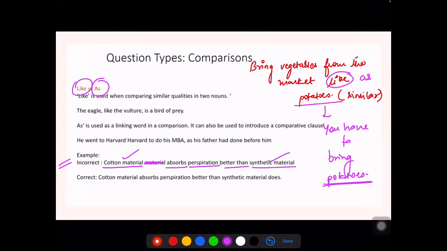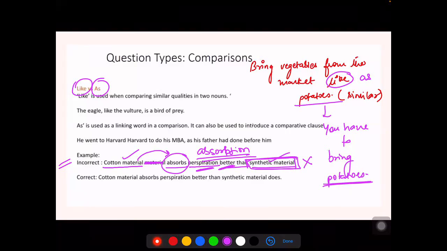But actually, this is a wrong sentence because we are talking about absorption, right? And when we are talking about absorption, the material absorbs perspiration better than synthetic material. The material is not something which we are comparing. We are comparing the absorption of that material. So this will be a wrong answer if we write like that, right?